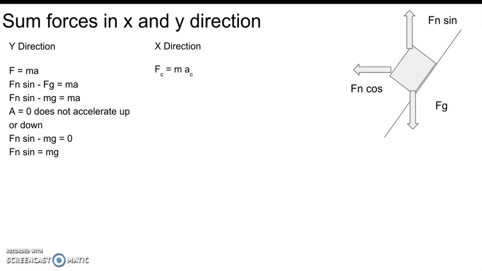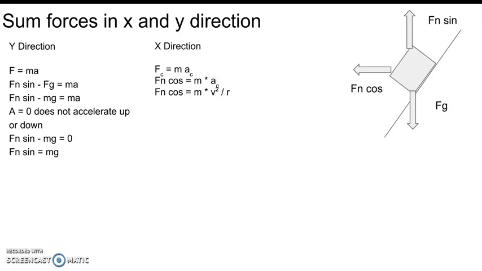Now let's do the x direction. We have the sum of the centripetal forces equals mass times the centripetal acceleration. The centripetal force in this case is the cosine component of the force normal, and that equals mass times the centripetal acceleration. And we can replace the acceleration with v squared over r, and that's where we see our variable r, which is what we're looking for. From this point on, we're stuck. We can't break anything down further.